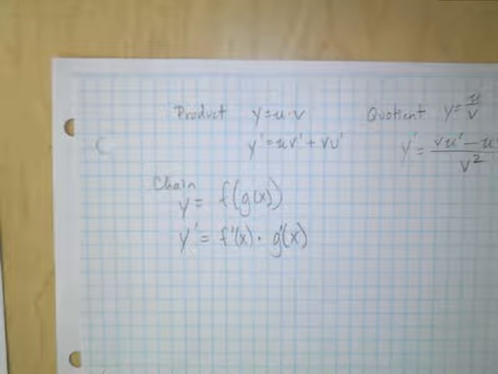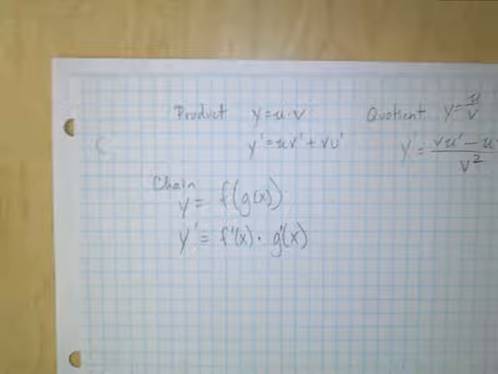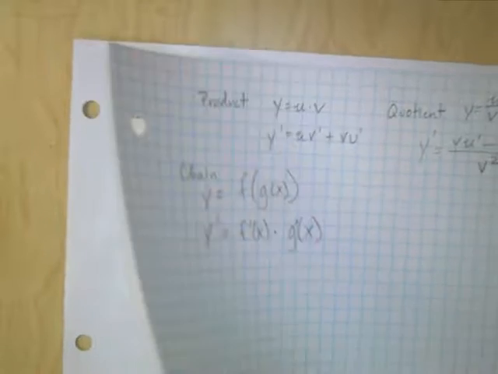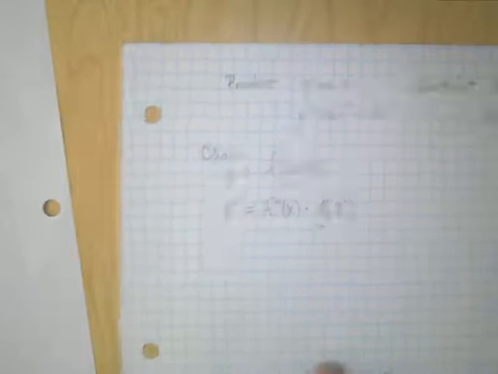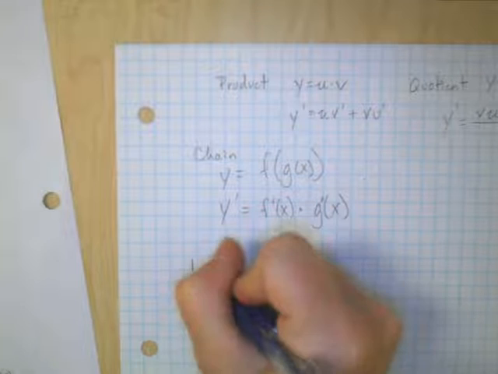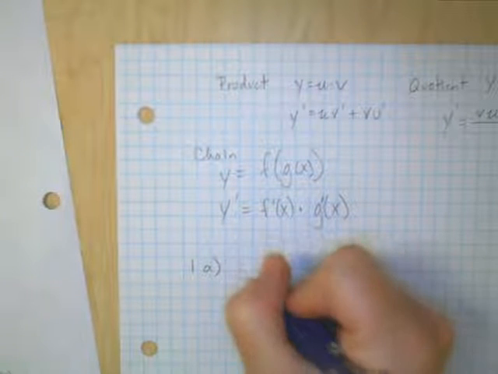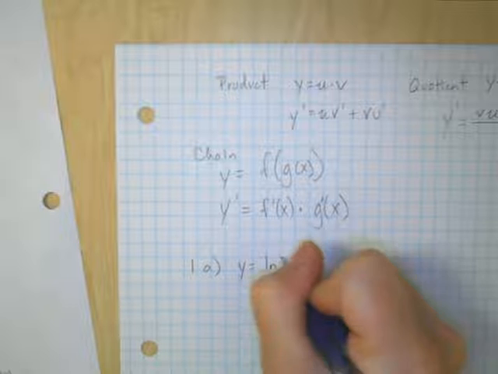All right, so getting back to our actual problem set, I'm going to start with level 1. So level 1, the basic 1A. It says y is equal to the natural log of x, find the derivative.